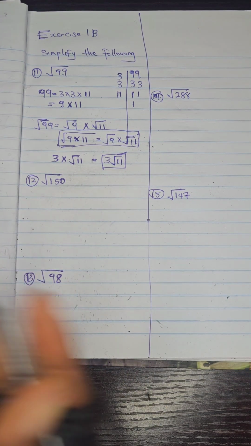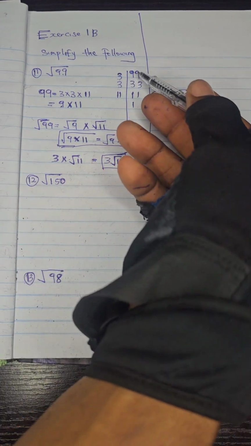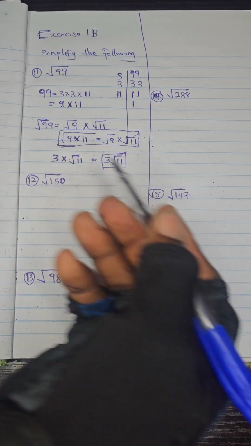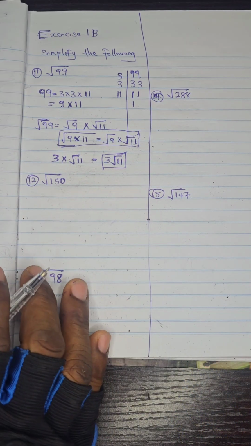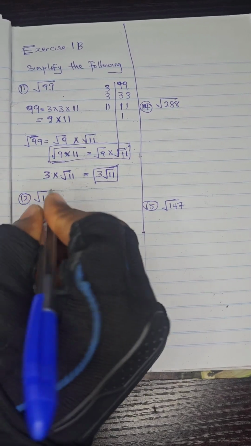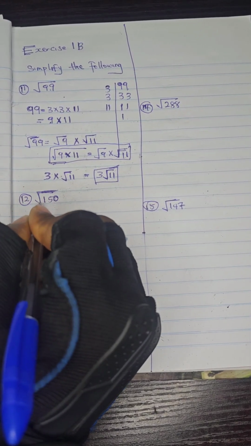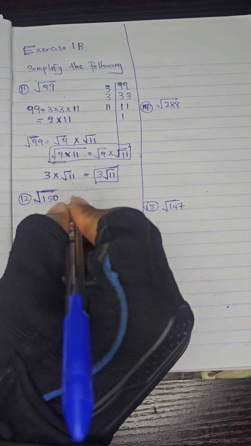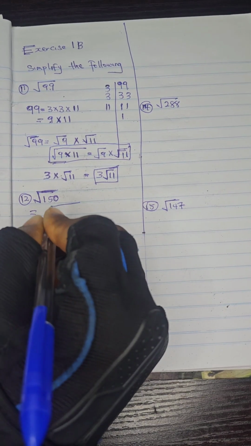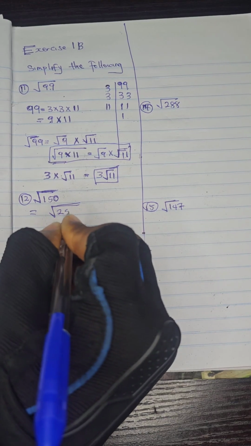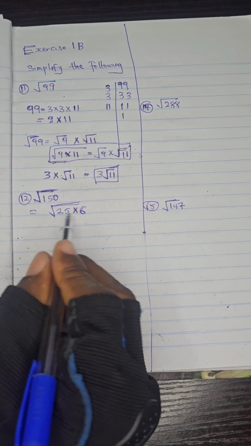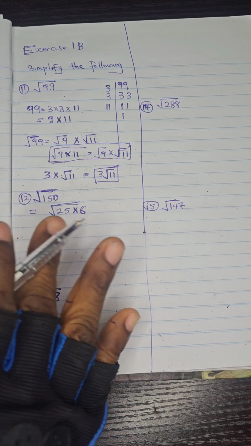I might start jumping steps. I might not have to go through this process. This is why I'm doing it for those that don't know how we come about the two factors that are multiplying the number. So for number 12, I will have to jump a step. This 150 is the same thing as the square root of 25 times 6. If you're wondering how we come about this, you just simply find it.